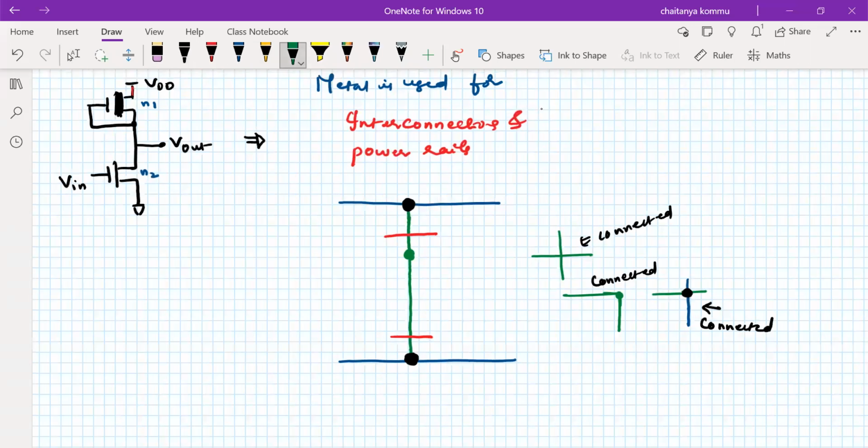That's it. Now I can extend this. What I have to do is that I don't need this contact, right? So directly I can extend this diffusion from here to here.